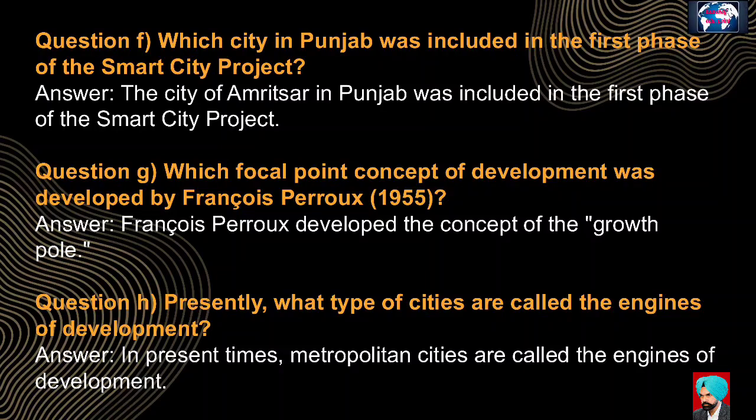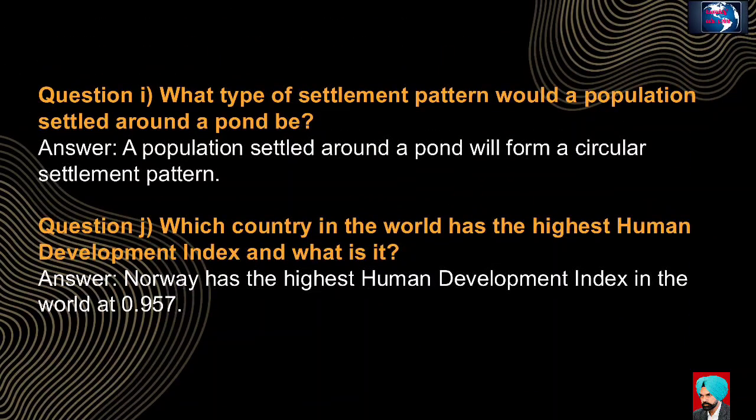Question H. Presently, what type of cities are called the engines of development? Answer: In present times, metropolitan cities are called the engines of development. Question I. What type of settlement pattern would a population settled around a pond be? Answer: A population settled around a pond will form a circular settlement pattern.